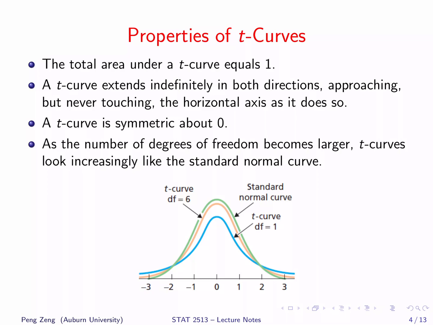This slide also summarizes some properties of t-curves. The total area under a t-curve equals 1. This is a property for all continuous random variables. A t-curve extends indefinitely in both directions, approaching but never touching the horizontal axis. It means that the density function is always positive. A t-curve is symmetric about 0.